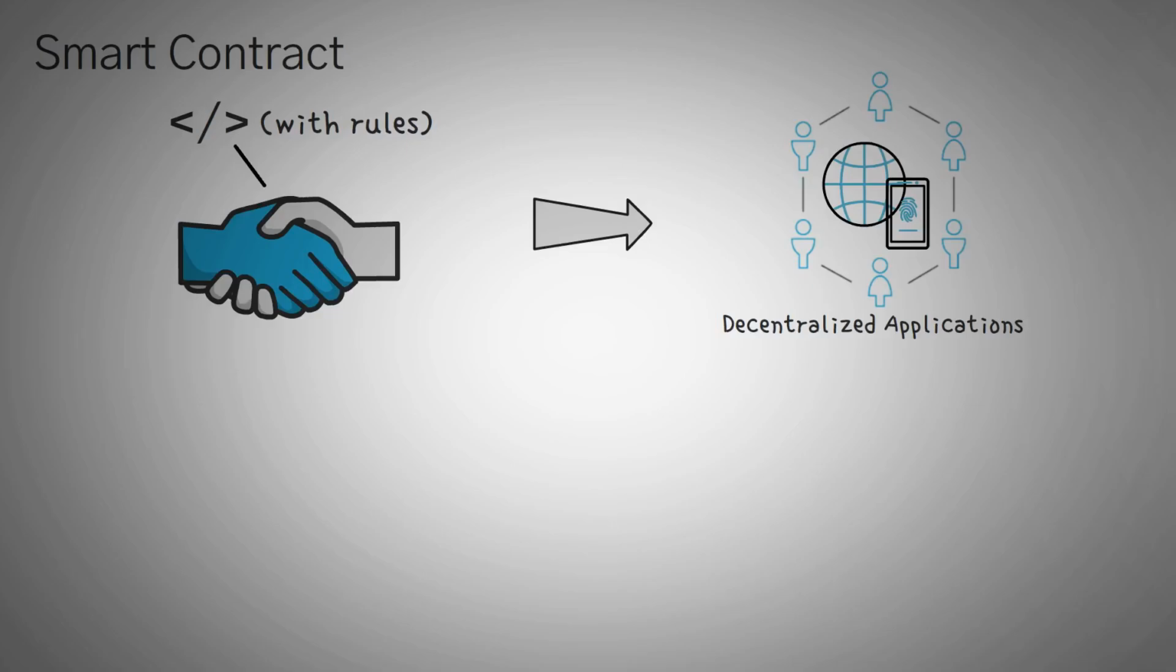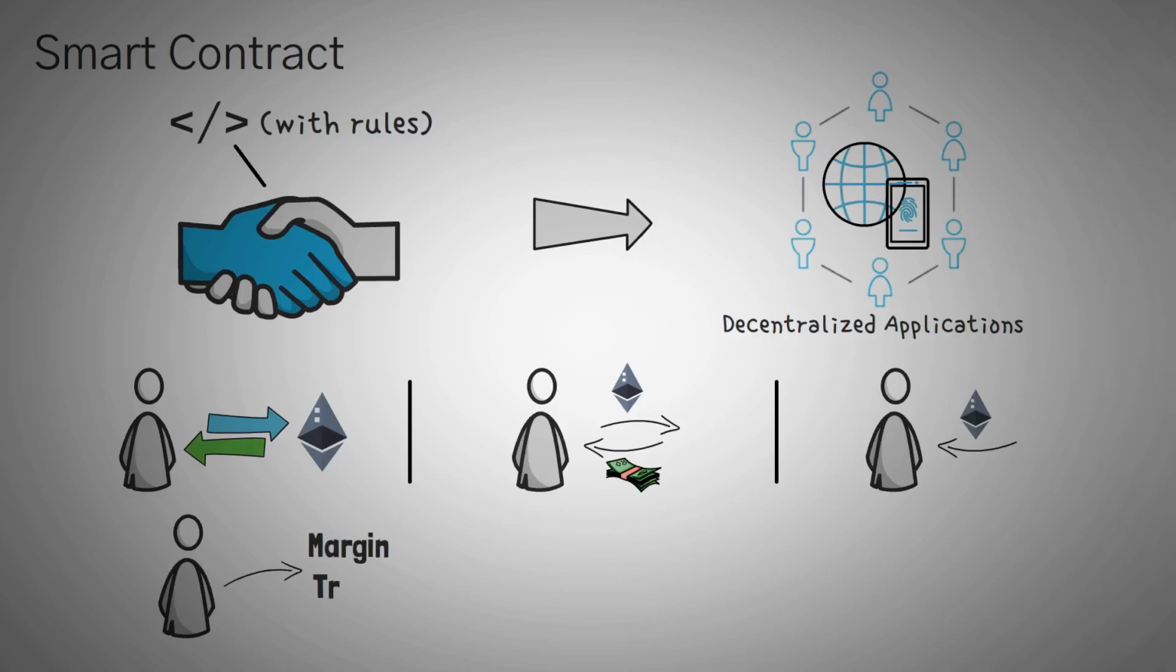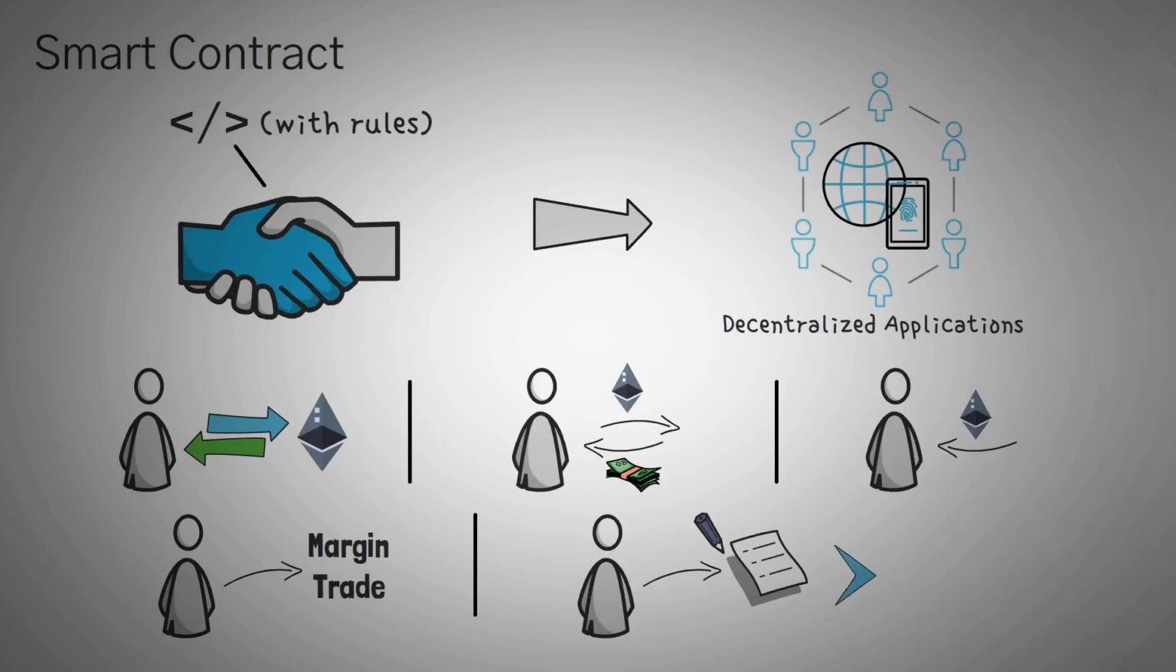Now, dApps are useful because they can literally replace any tool that a financial institution has. For example, you can send and receive Ethereum. You can lend Ethereum for an interest rate. You can even borrow Ethereum. You can create margin trades on Ethereum. You can even write a smart contract that acts as an insurance payout. This means smart contracts are the building blocks that allow us to essentially copy banks and insurance corporations and other financial businesses and then just put them on the blockchain for everyone to use.